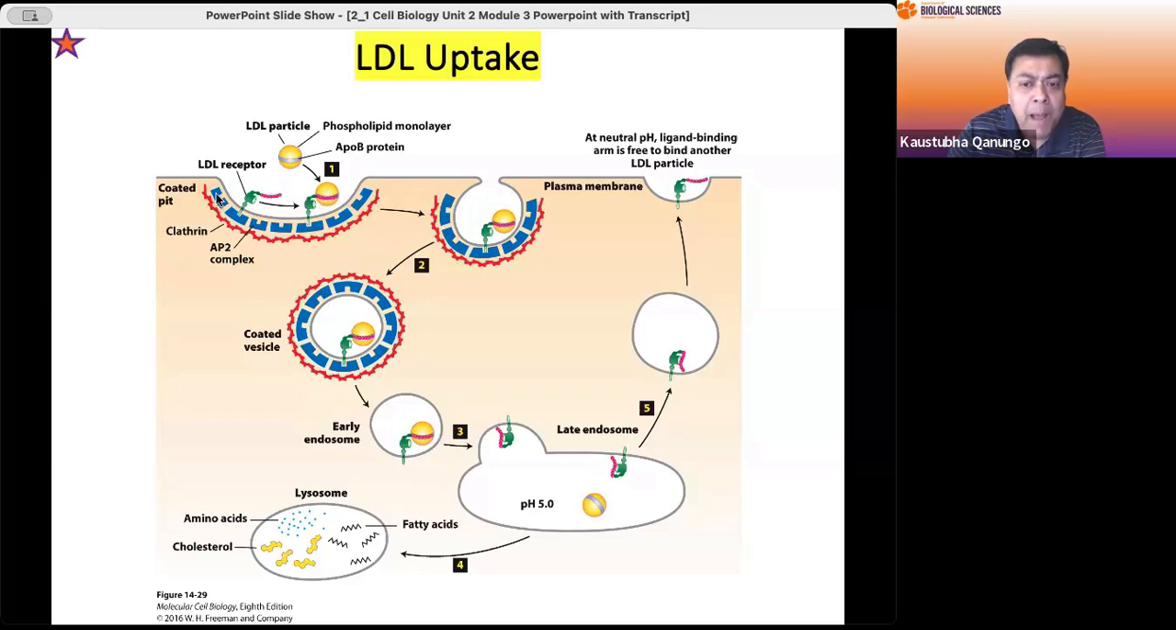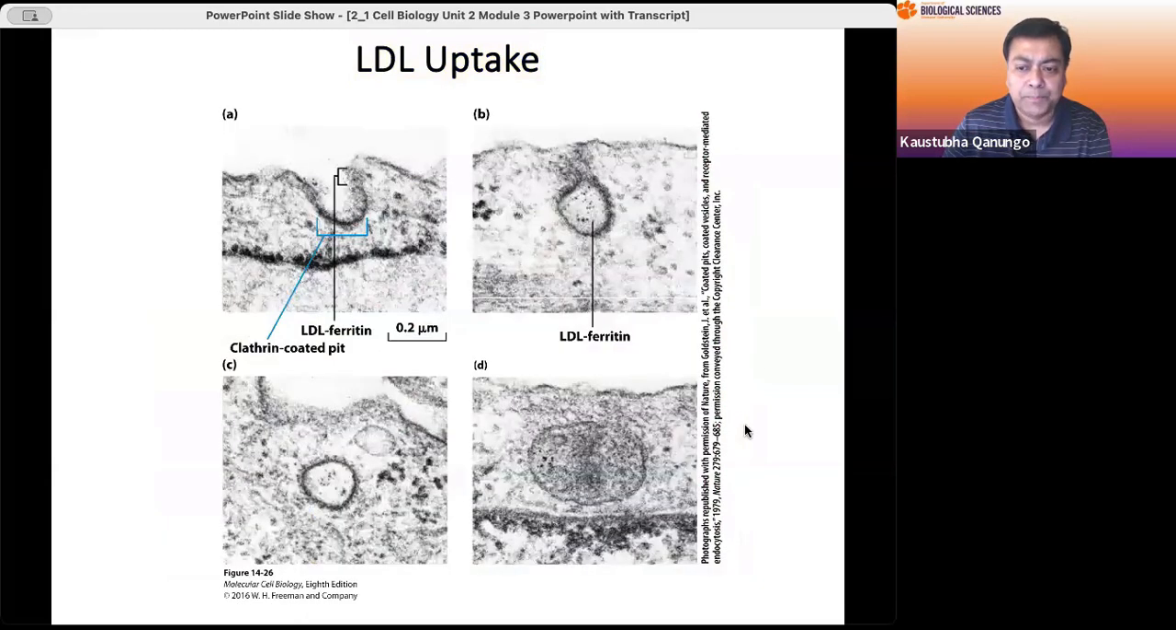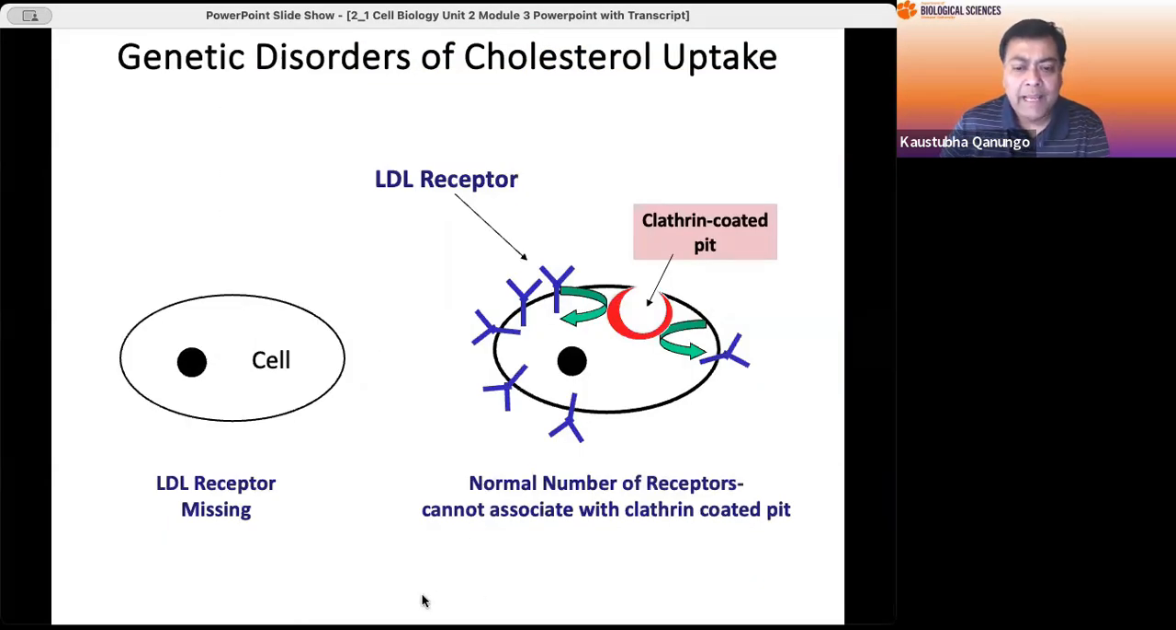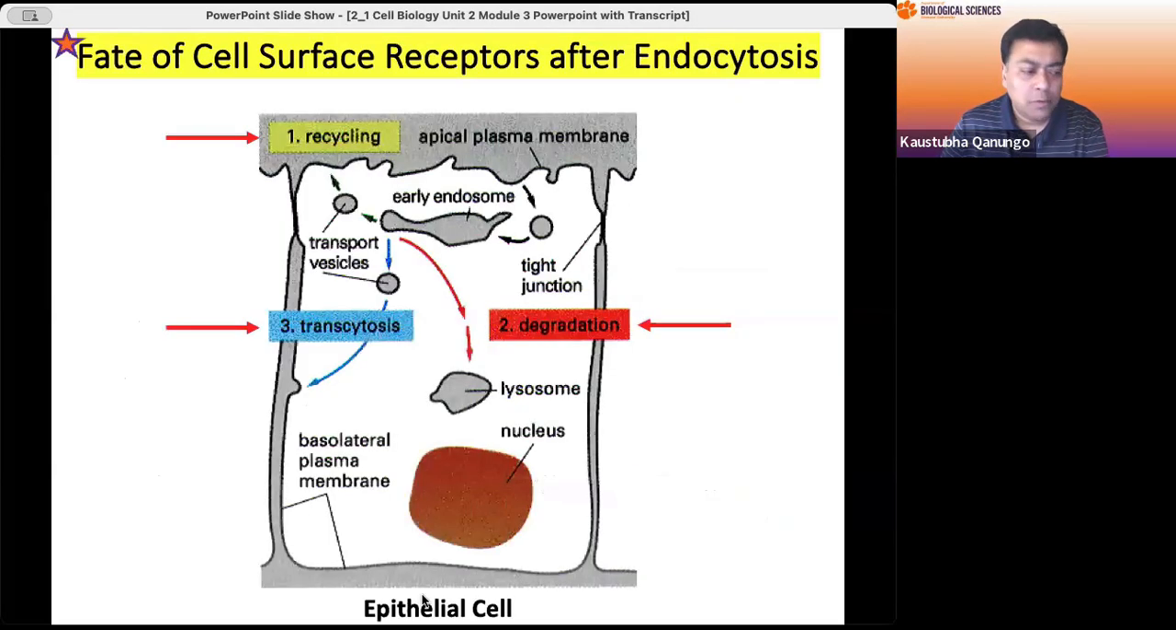Once they are bound, they find themselves in these clathrin-coated pits, and these are with the AP2 complexes. These clathrins are grabbing arms that form the vesicle and bring them into the lysosome. The lysosome essentially degrades the apolipoprotein, which gives the amino acids, cholesterol, and the fatty acids, but the receptor is not degraded. The receptor is recycled back onto the plasma membrane to bring in more. So this is the process of LDL uptake. All right. Again, lots of genetic disorders can happen with those, so you can expect some related questions.